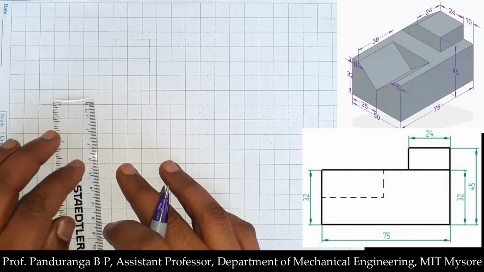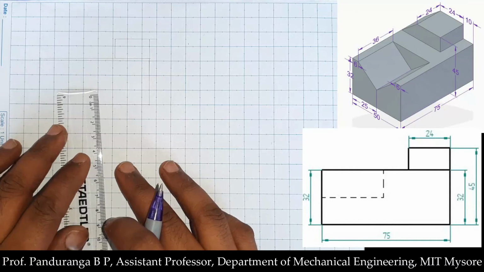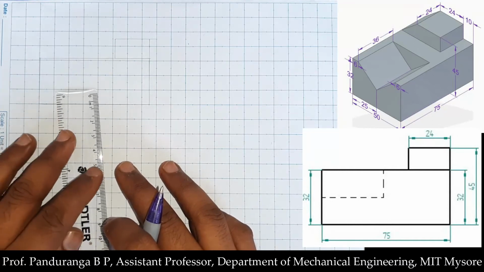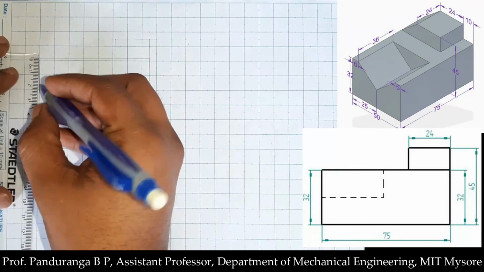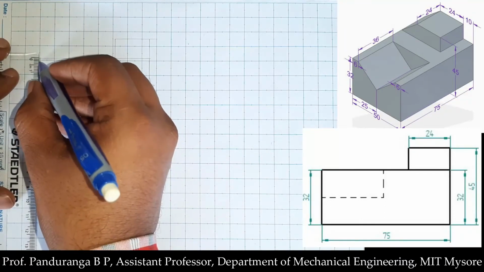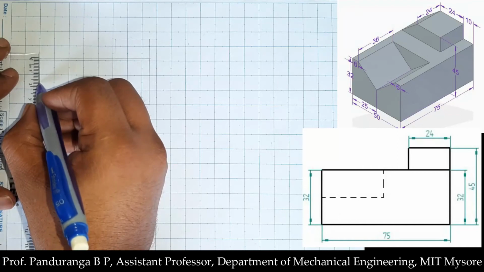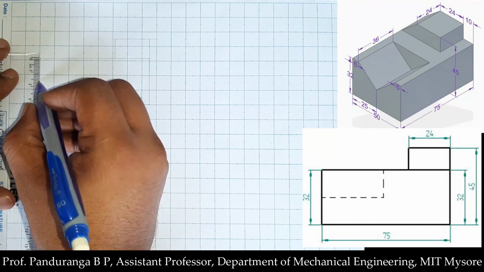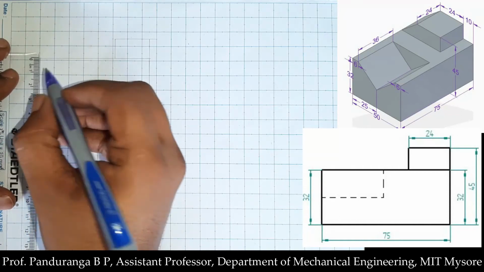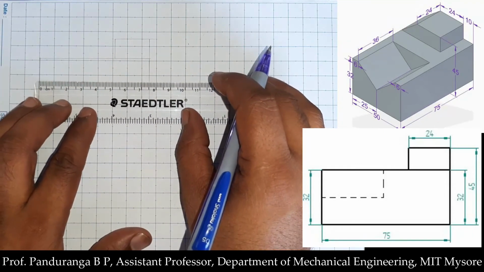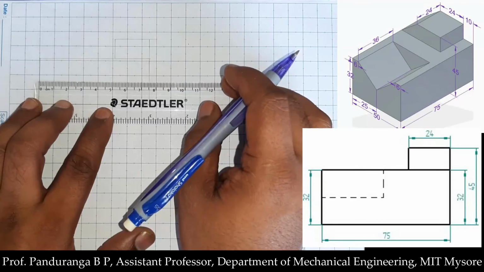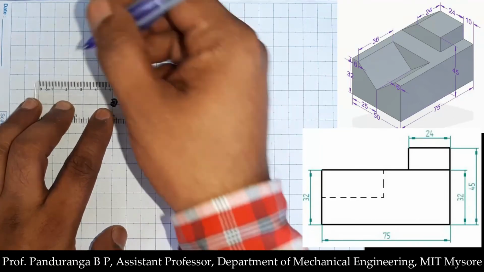Now we need to show the V channel which is not visible from the front. That should be a dotted line, and I know that the horizontal line for the V channel is at a distance of 16 millimeter from the top. So I'll measure 16 millimeter, that's here, and then draw a horizontal line here, and that line has a length of 36 millimeter.